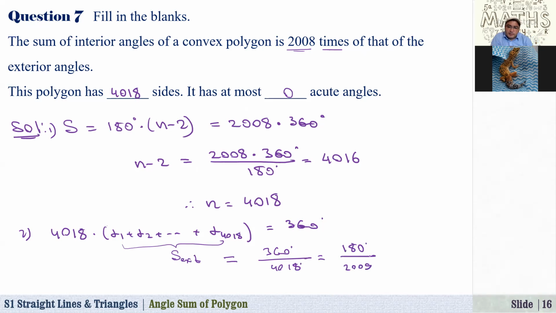So what does it mean? We know that alpha 1, alpha 2, up to alpha 4018 are all positive numbers, and the sum of these positive numbers is less than 180, which means that each angle must be less than 1. Its corresponding interior angle is then greater than 180 minus 1, so greater than 179. So it doesn't have any acute angle.